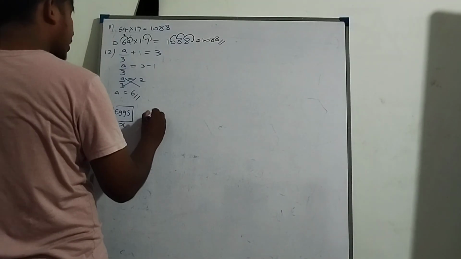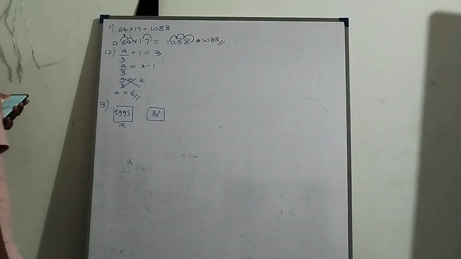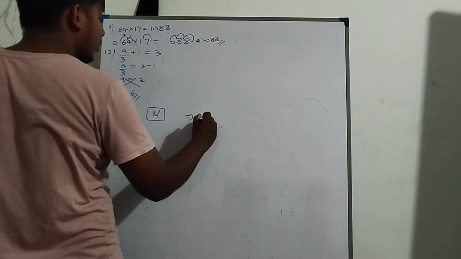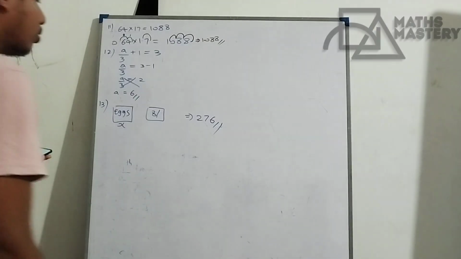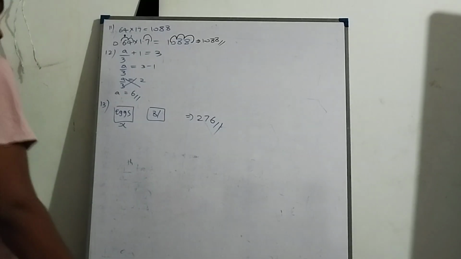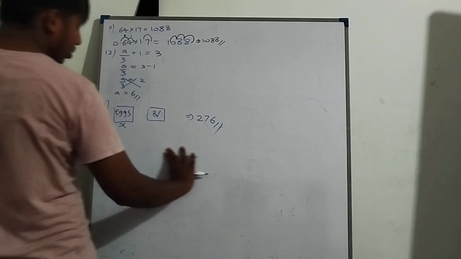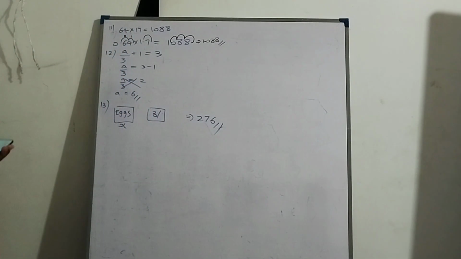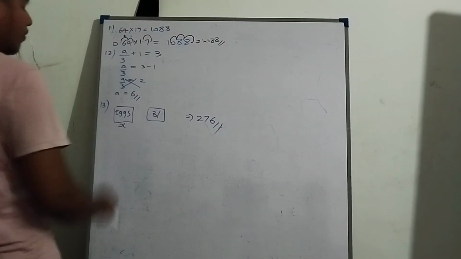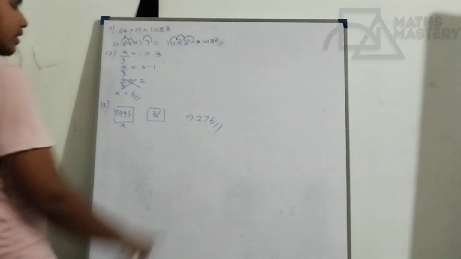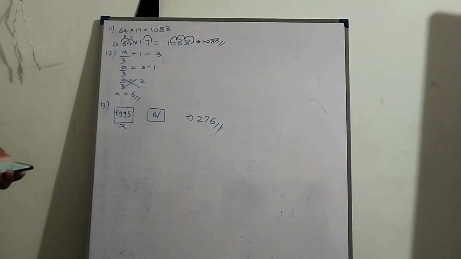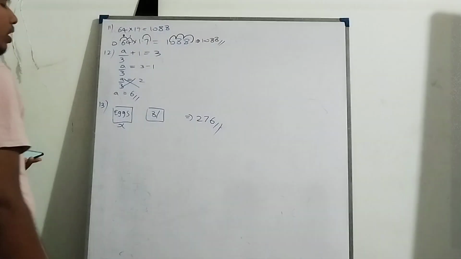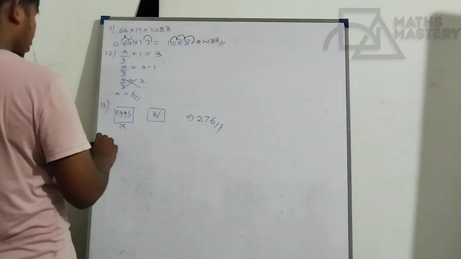And they have given a certain percentage. After the broken eggs, the remaining eggs are 276. Now they are asking to find the total number of eggs. Now how to do this question? Now students, this is the number of eggs which was there in the present situation, and this is the number of eggs which was there after he removed the broken eggs. Let's first find the broken eggs quantity.